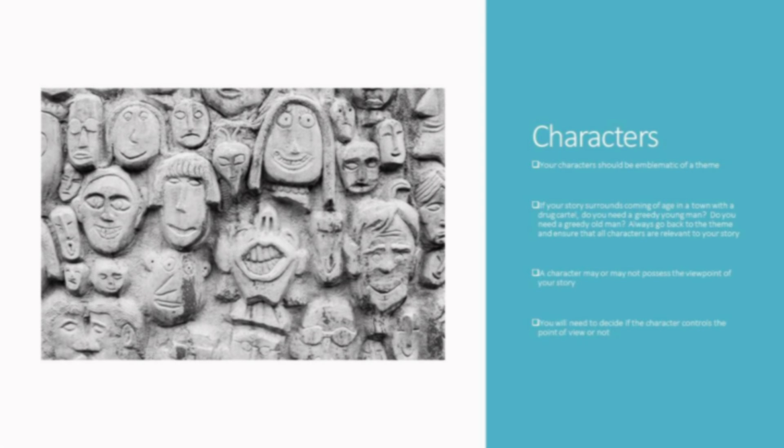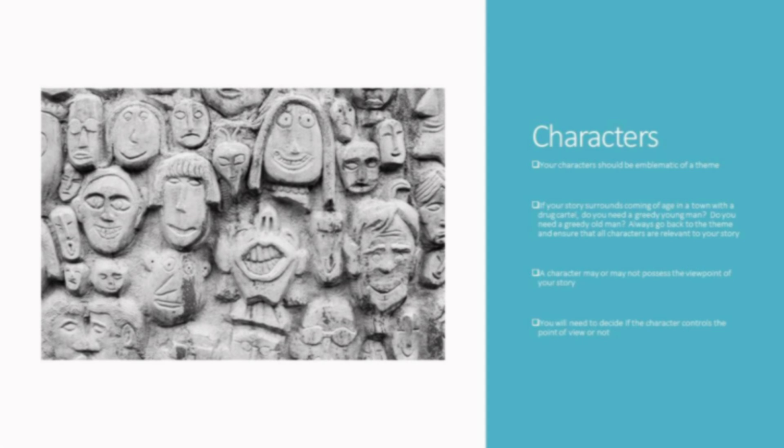Characters. Characters are what help you move the theme along. And they should be emblematic of the theme, and they should help push your narrative along. And your examination of the theme should be explored through these characters. If your story surrounds coming of age in a town with a drug cartel, do you need a greedy younger man? Do you need a greedy older man? You always want to go back to the theme and ensure that all characters are relevant to your story. You want to think about, is this character pro-theme or anti-theme? If the character is anti-theme, do you need him?